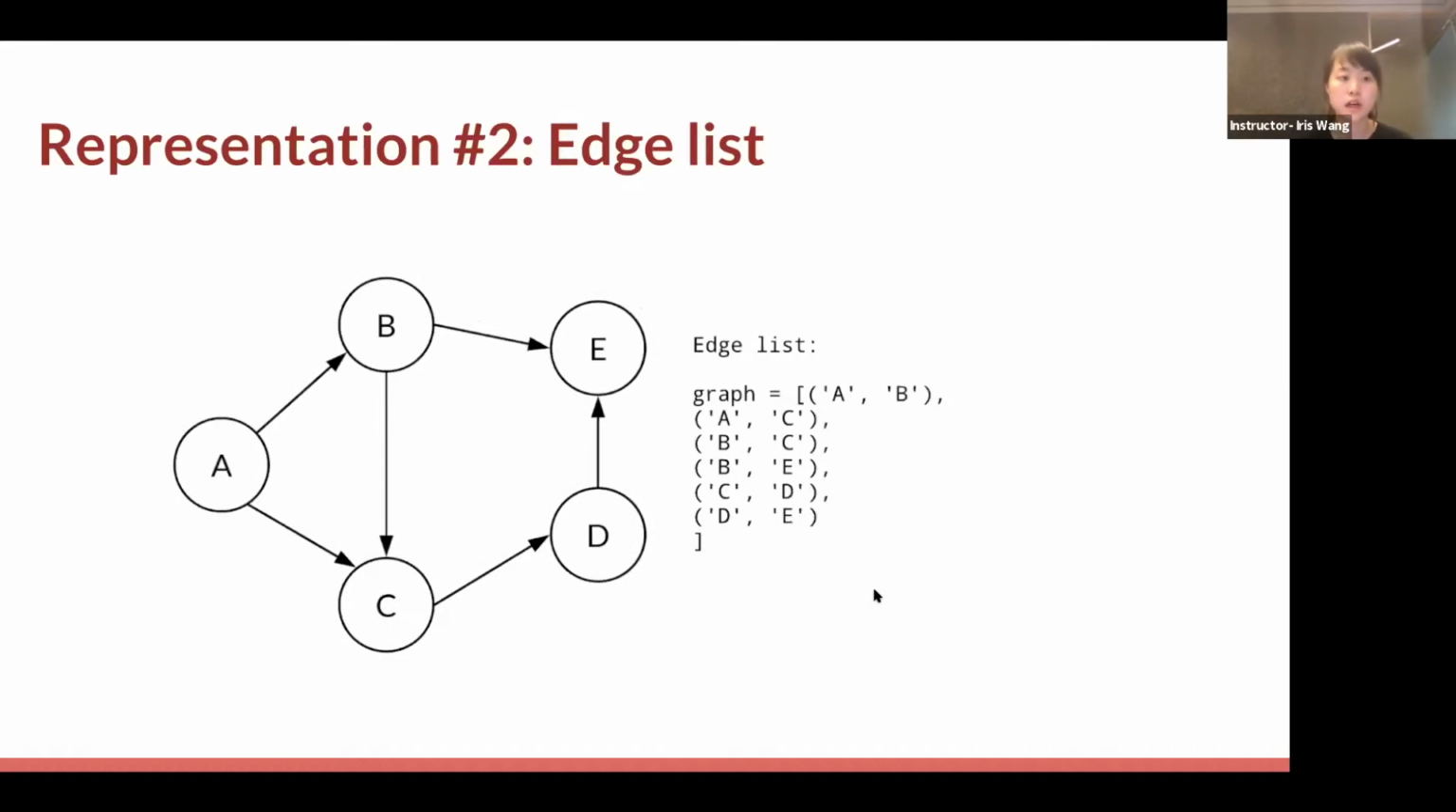The other representation is simply representing a graph in terms of all the edges that exist in that graph. So in this example, the graph is just broken down into all the different edges that are there.